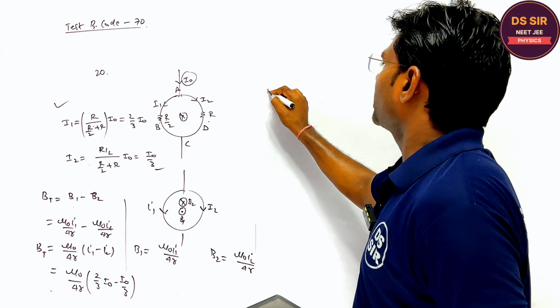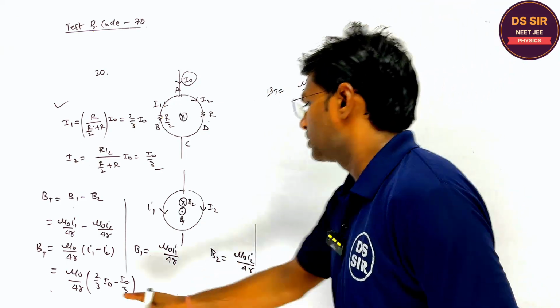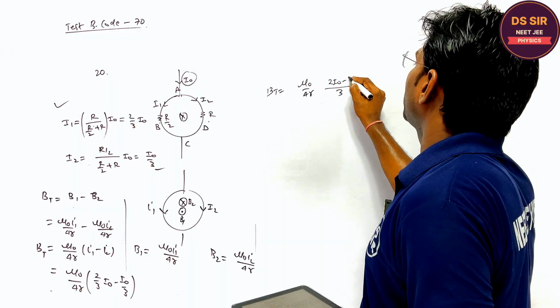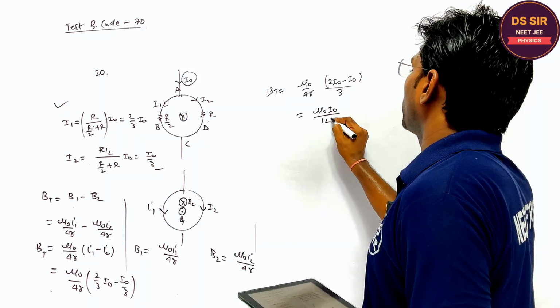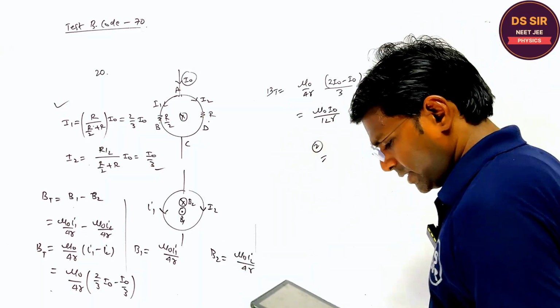So the total magnetic field is what? You will write mu naught upon 4R, right. 2I, the 3 is LCM, 2 I naught minus I naught, right. It is equal to mu naught I naught upon 2LR, right. So which option is the correct option? The second option is the correct option.